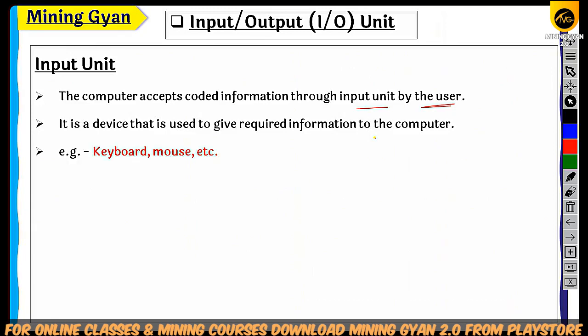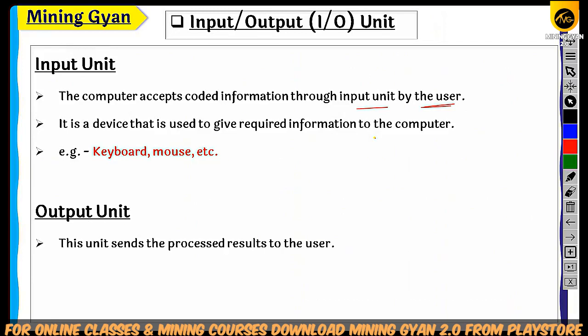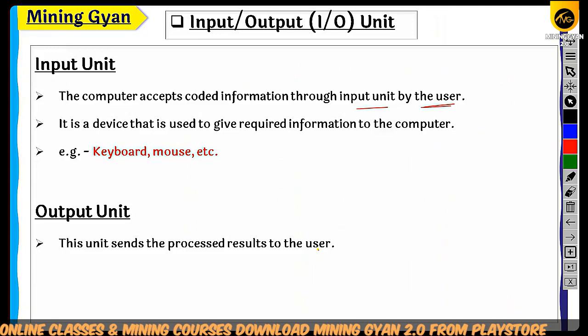Okay, now the examples are keyboard, mouse. These are the most important or basic examples of the input units. Now the second point is the output unit. This unit sends the processed result to the user. So basically it shows the results to the user after processing the data.